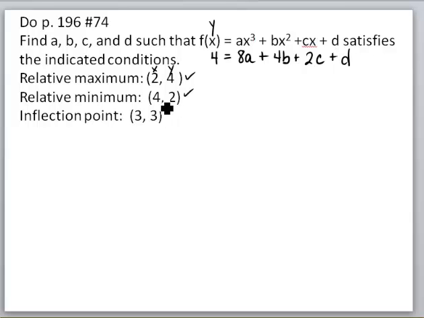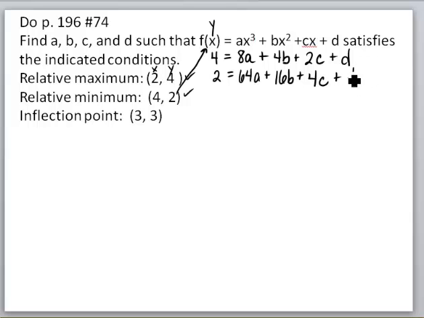I'm going to do the same thing for 4, 2. So I'm going to plug 2 in for my y, and then I'm going to plug 4 in for each of my x values. Well, 4 cubed is 64a, plus 4 squared is 16b, plus 4c, sorry, I'm putting 4 in for x, plus d.